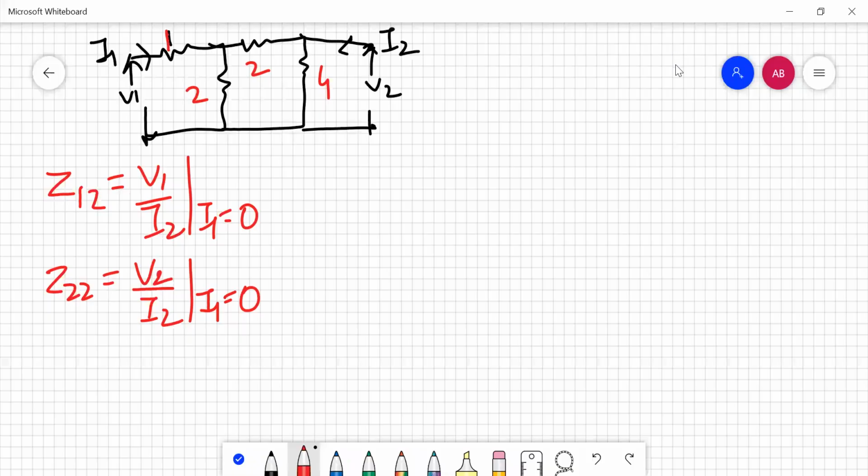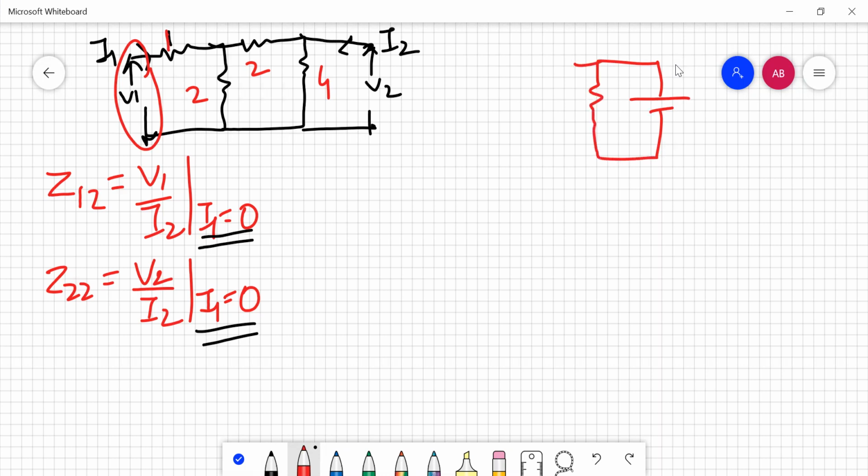So now I have written the next set of parameters, that is Z12 and Z22. And for both of these parameters, you can see that my input side has to be opened. Now just mind here that this side is to be opened. When this side is opened, that means you have applied the voltage like this. So the circuit will be just like this as I am drawing. And here the terminals are open.